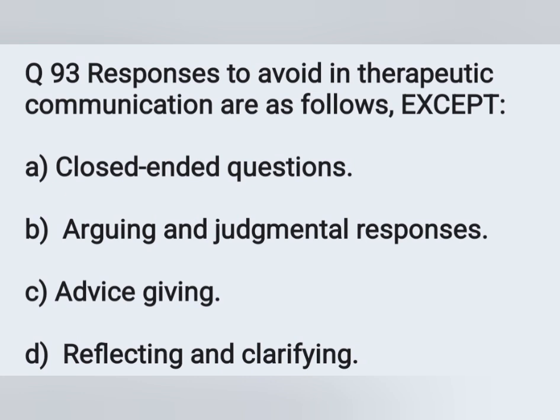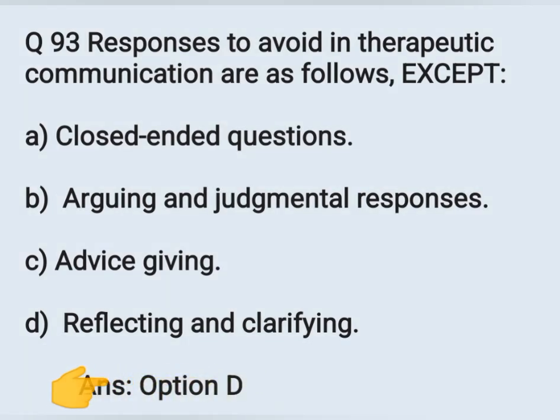Question number 93. Responses that avoid therapeutic communication are as follows, except. Options: option A, closed-ended questions, option B, arguing and judgmental responses, option C, advice giving, option D, reflecting and clarifying. Here also except is the question. So which one is not a response that avoids therapeutic communication? And the correct answer is option D, reflecting and clarifying. Option D is the correct answer.